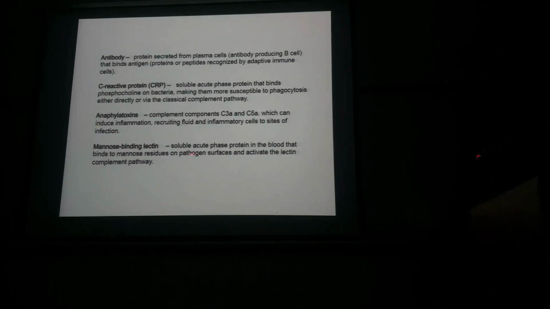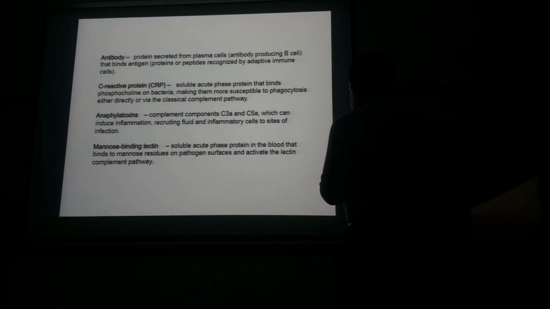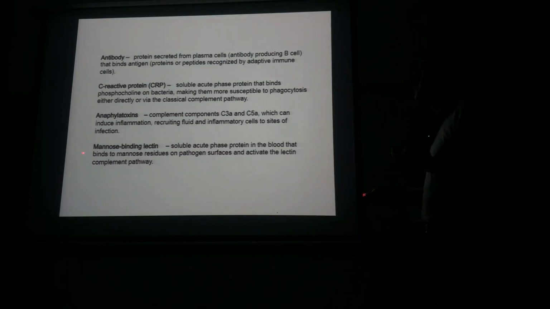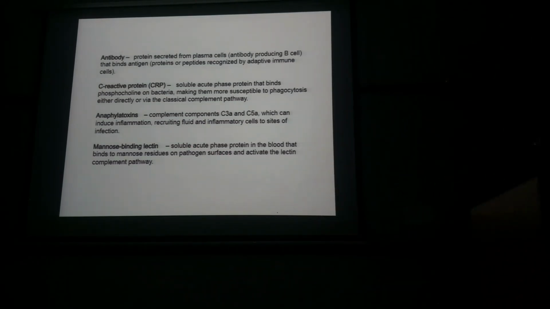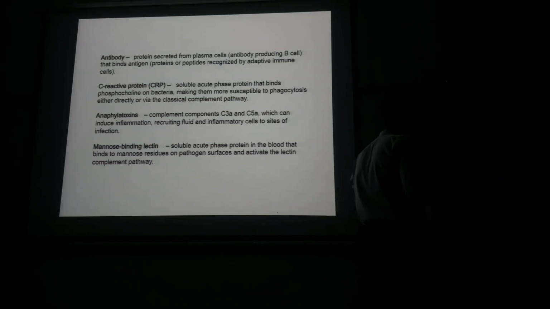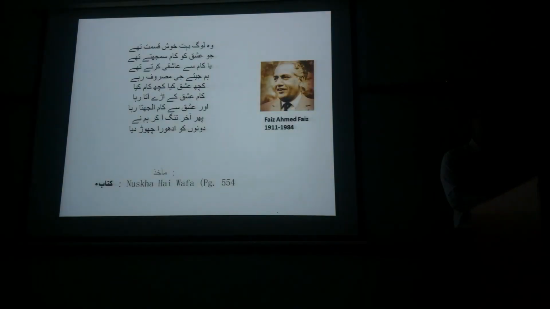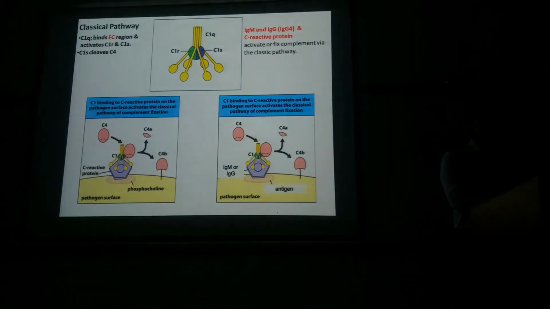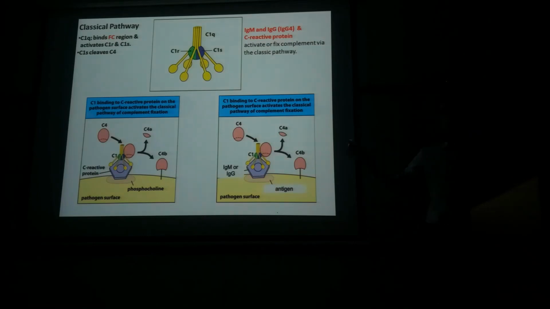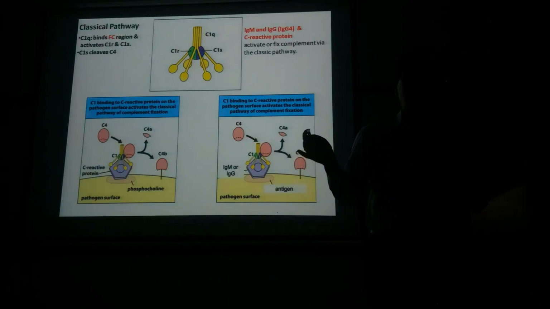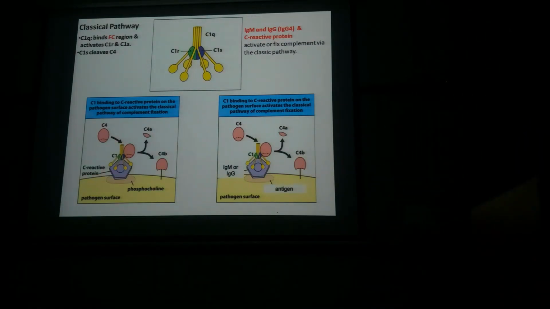Mannose-binding lectin is also a soluble acute phase protein in the blood. It binds to mannose residues on the pathogen, as I told you, and activates the complement pathway, as you saw in the lectin pathway. Okay, so now this part is finished, and your midterm exam would include the course that we have studied till now.